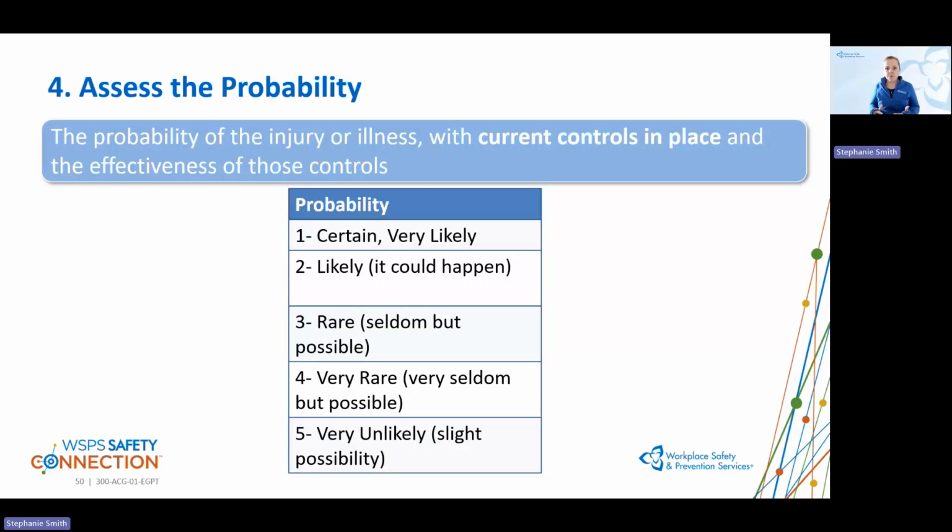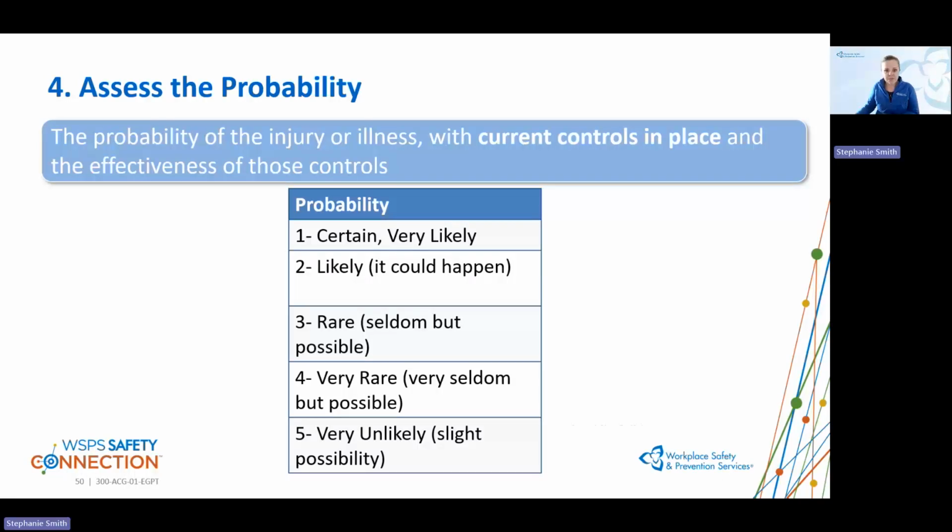So when we look at our probability risk rating, we say 1 is certain, it's very likely to occur. 2 is likely, it could happen. 3 is seldom, it could happen. Very rare is 4. 5 is very unlikely. Problem with this, though, laid out right now, is everyone is going to be risk assessing it slightly differently because there's subjectivity involved. There's not a lot of the meat and potatoes here.